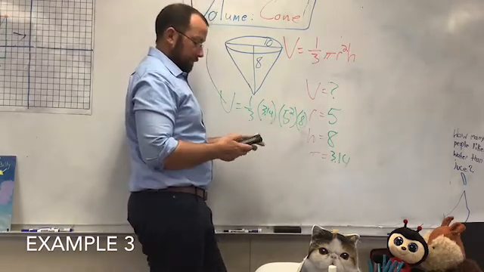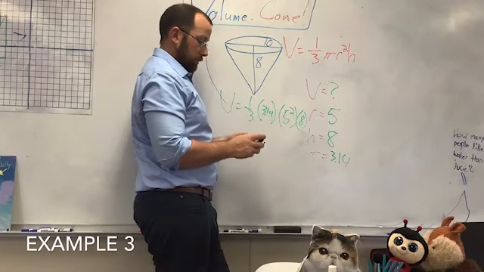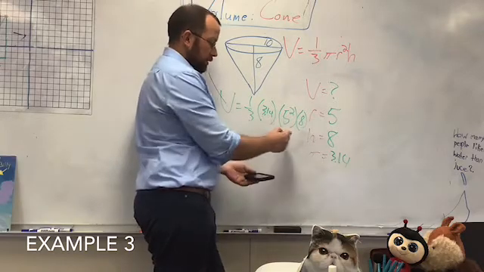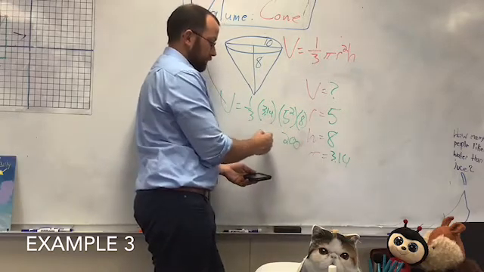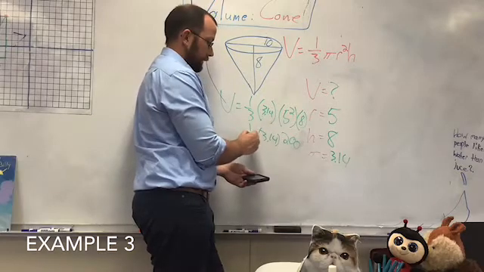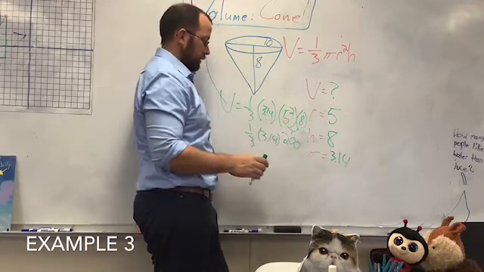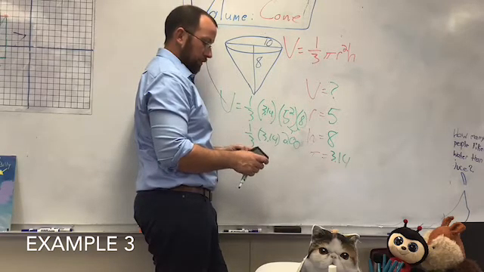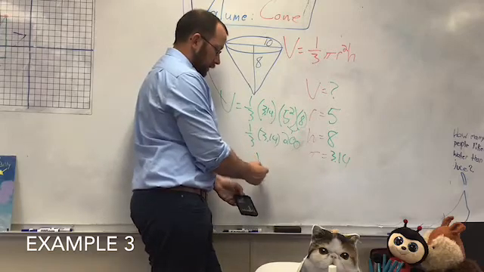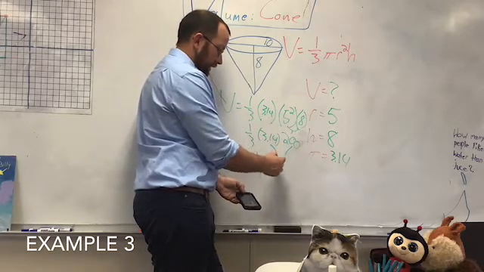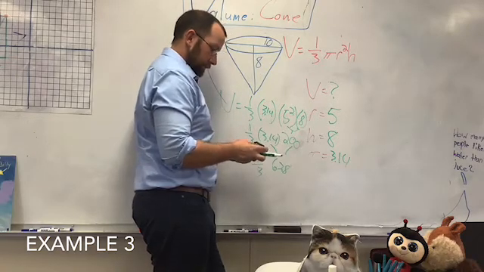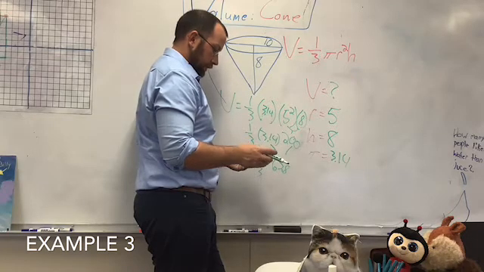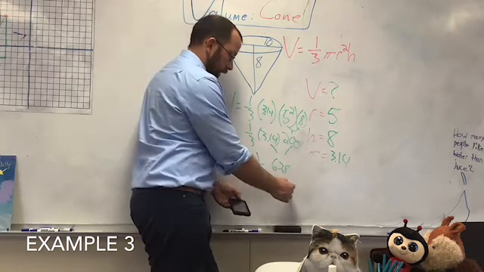Alright, so 8 times 25 gives us 200. That's these two multiplied. Then I do 200 times 3.14, which gives me 628, and 1/3 of 628 gives me 209.3.